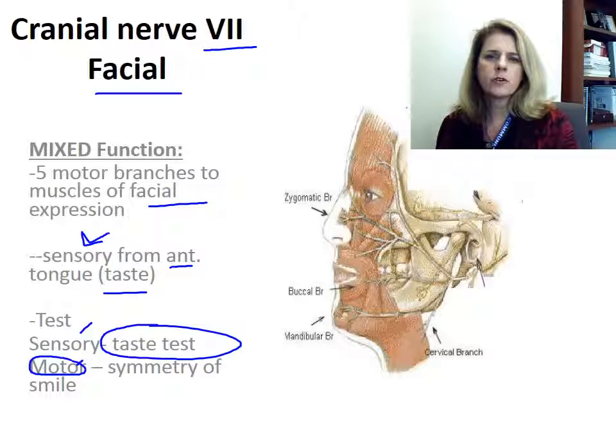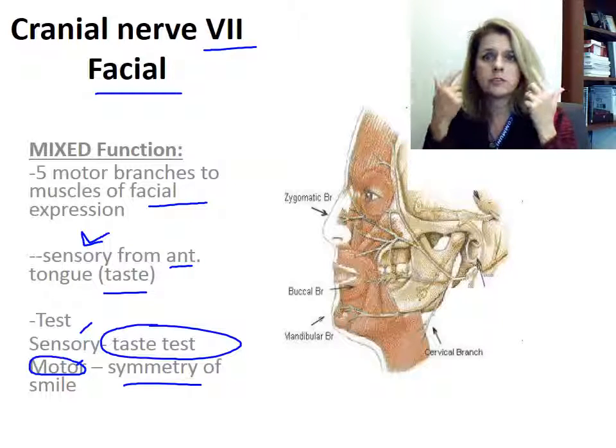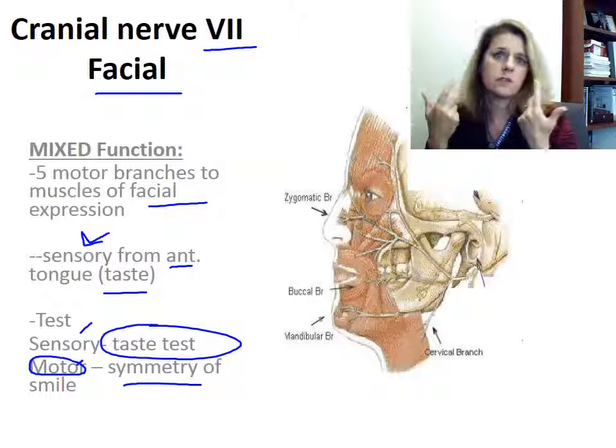Motor would be symmetry of smile. This nerve innervates the zygomaticus, and so when you smile, it should be even. If both nerves are working, then you should smile evenly on both sides. If one's not working, then that side wouldn't smile. It would droop while the other side smiled.